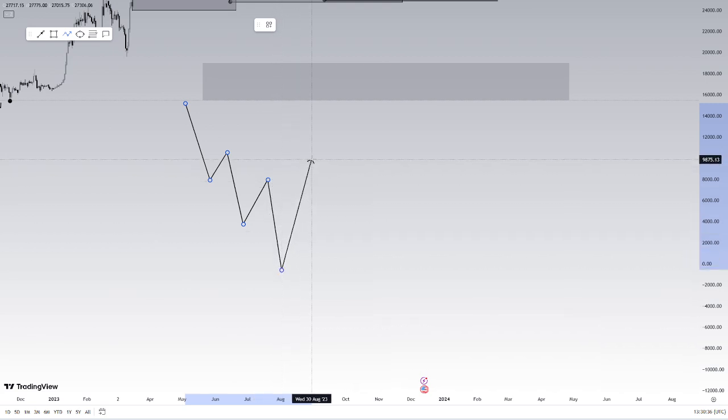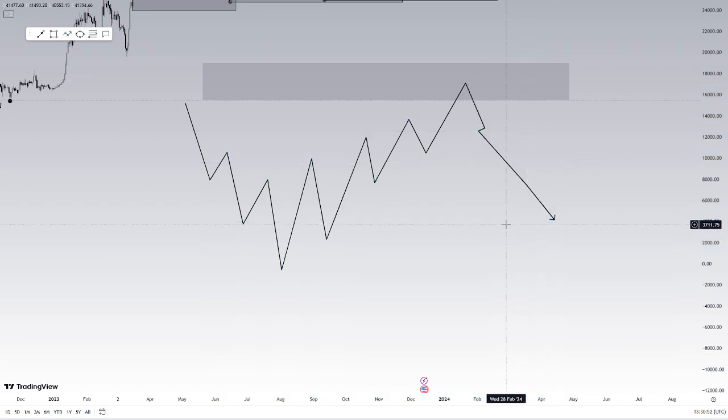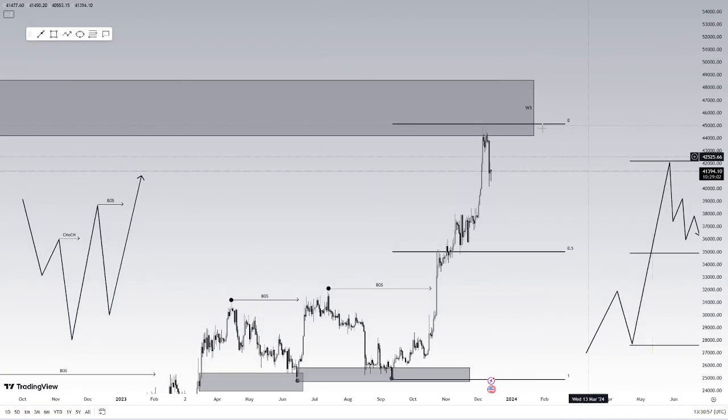But when we see a shifted structure over here, what is the purpose of this CHoCH? Is it to go all the way to the moon? Probably not. We're going to be creating some kind of structure to get back up to the premium higher time frame levels. And that's exactly what's happened over here on Bitcoin, okay? So what we see here is price shifting structure, giving us a CHoCH and a BOS. And eventually, we end up at the weekly POI.